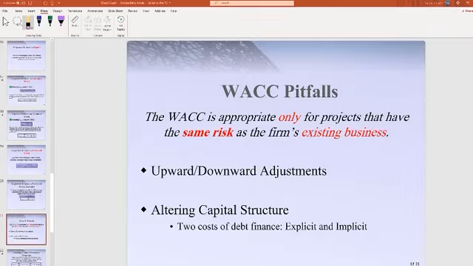But there is also some implicit cost, because when you use too much debt, even the shareholders will ask for a higher rate of return. Shareholders will say, this company is riskier, you need to compensate us, and they will ask for a higher rate of return.